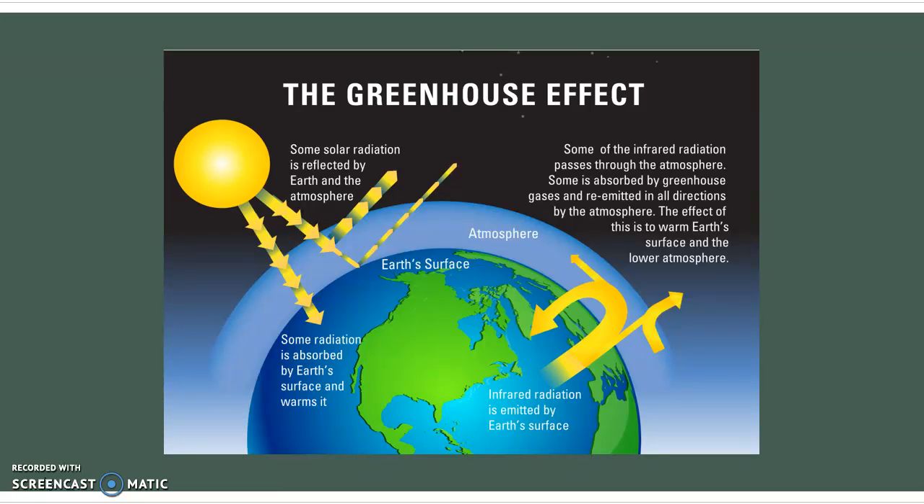Some of the infrared radiation passes through the atmosphere. Some is absorbed by greenhouse gases and re-emitted in all directions by the atmosphere. The effect of this is to warm Earth's surface in the lower atmosphere. Infrared radiation is emitted by Earth's surface.